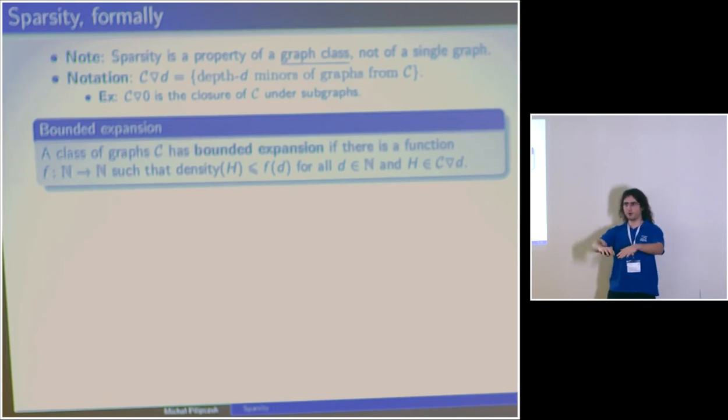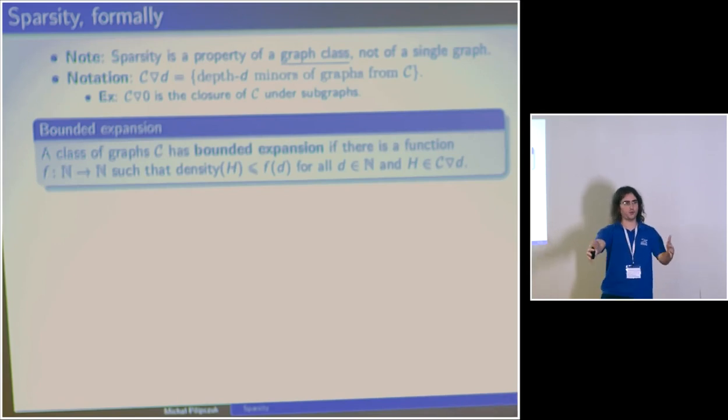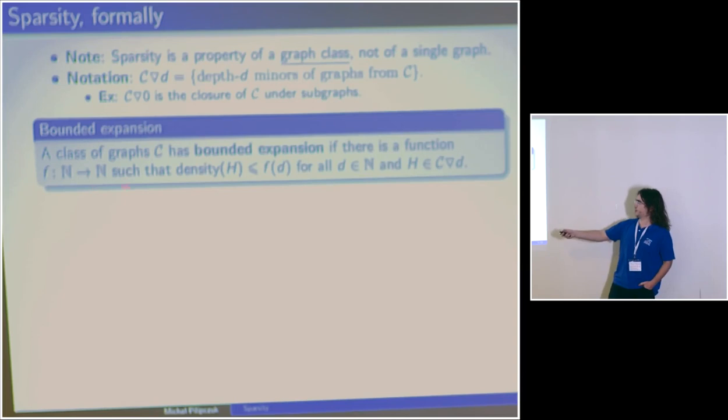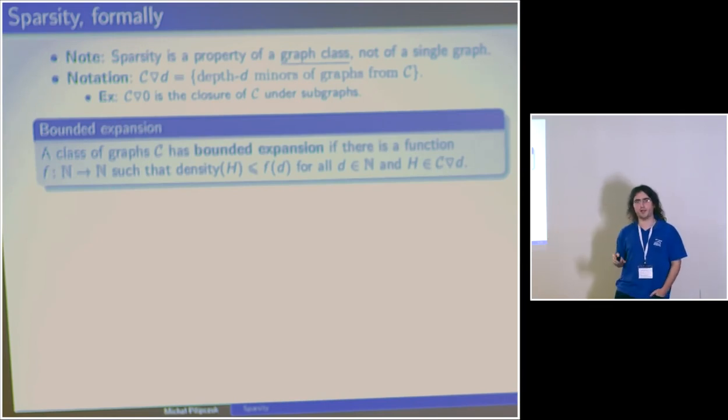So among subgraphs, I have bounded edge density. Among depth 1 minors, I have also bounded edge density by a possibly larger constant. For depth 2 minors, the same, and so on and so on. And for every constant D, these constants are governed by this function f that associates the bound to the depth I'm interested in. So this is one notion of sparsity that you can get, based on this idea of the degeneracy that we discussed so far.